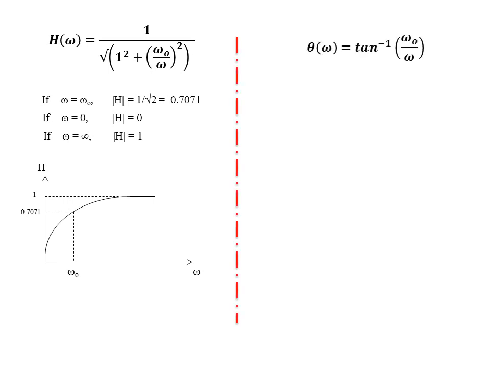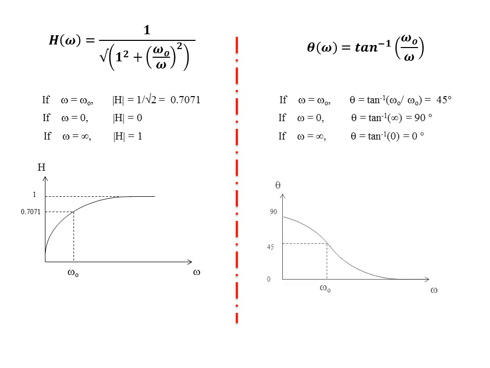And for the phase plot, theta is arctangent omega naught over omega, and putting in some values, theta starts at 90 and then decreases to 0. At omega naught, theta is 45 degrees.